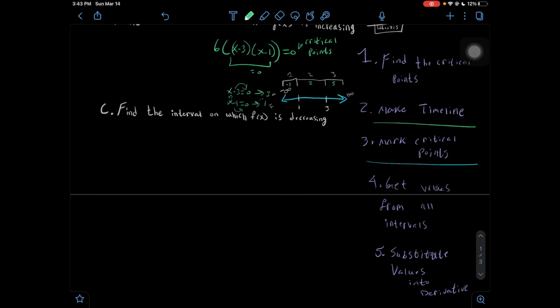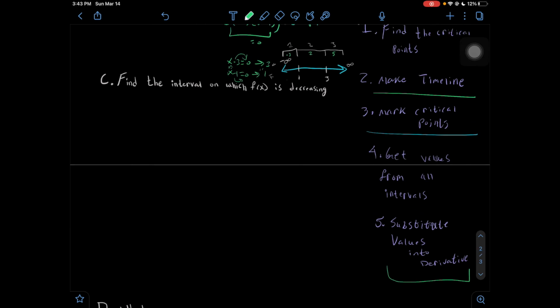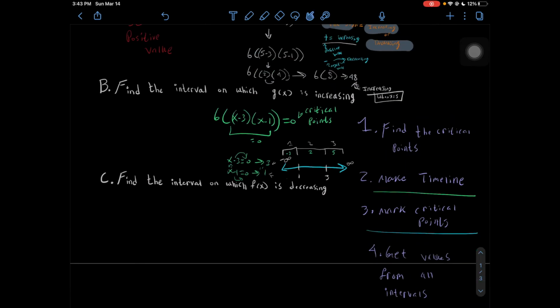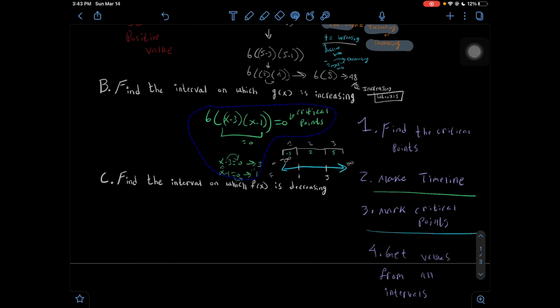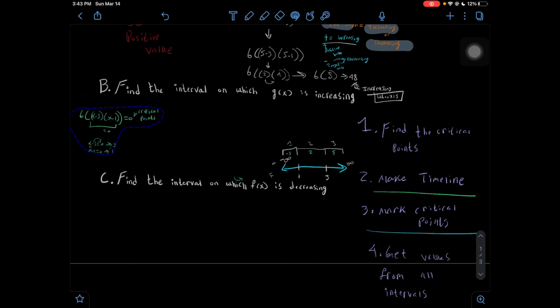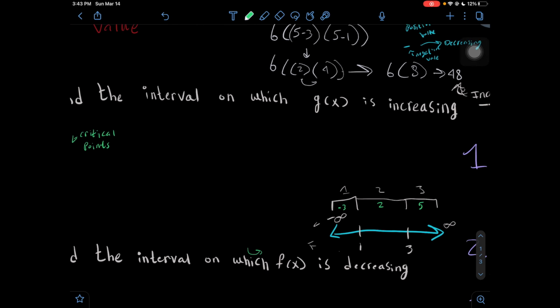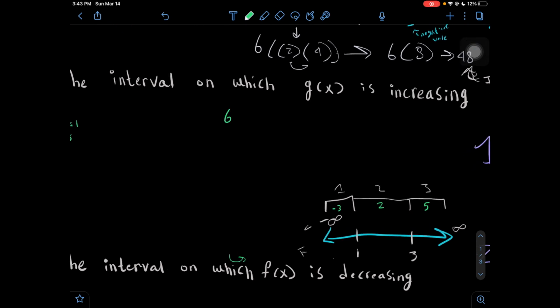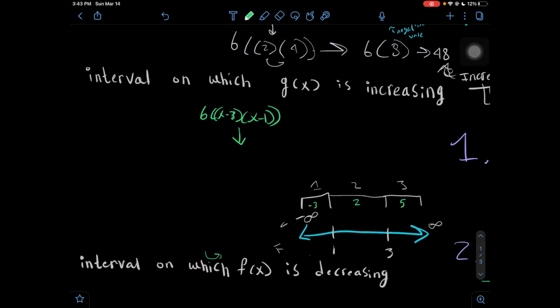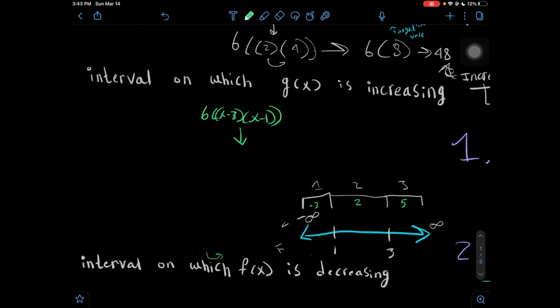Now step 5 is to substitute values into our derivative. Let's go ahead and do that. I'm going to move our critical points calculations off to the side and make that smaller. Our derivative was 6 times x minus 3 times x minus 1. Now let's go section by section. For interval number 1, we chose the value of negative 3, a value between negative infinity and 1, because that's our first interval.